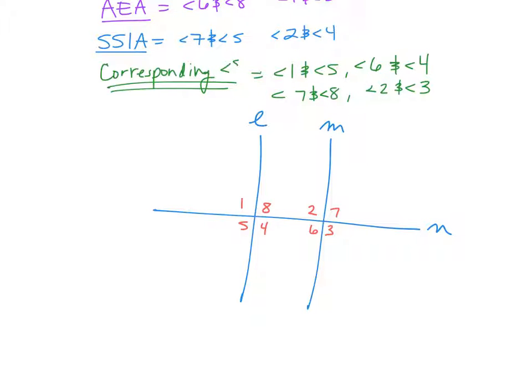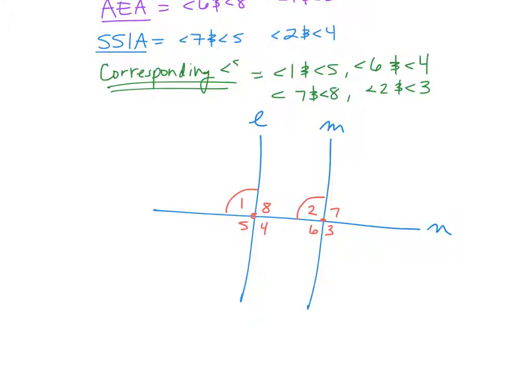Where are the corresponding angles? 1 and 2, right? 1 corresponds to 2, so top left with top left. 8 and 7, 5 and 6, 4 and 3, okay? How about alternate interiors? Did I do that one already? Yeah, alternate exteriors. 5 and 7, 1 and 3, okay?